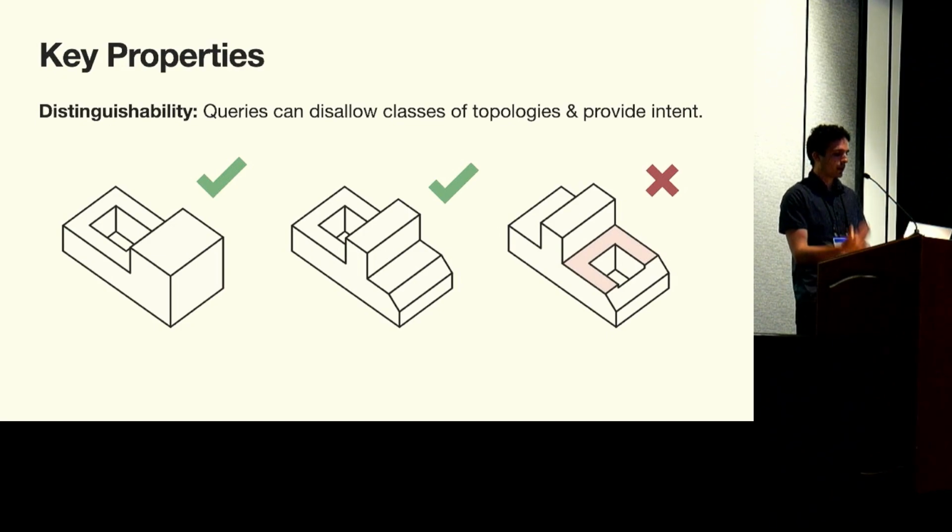So we would like to provide some user intent by ensuring that there is a query that will return a different result on different topologies, so that the users can outlaw classes of topologies and assert that certain properties are true about their design.